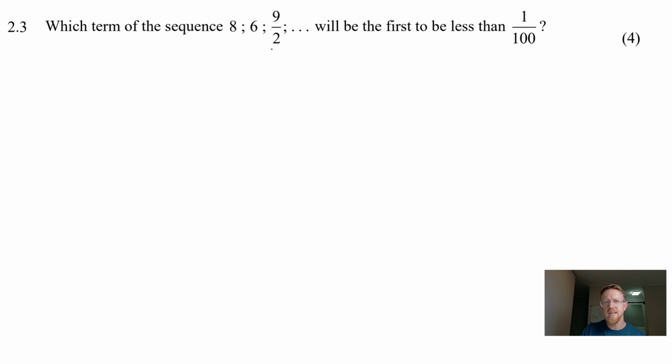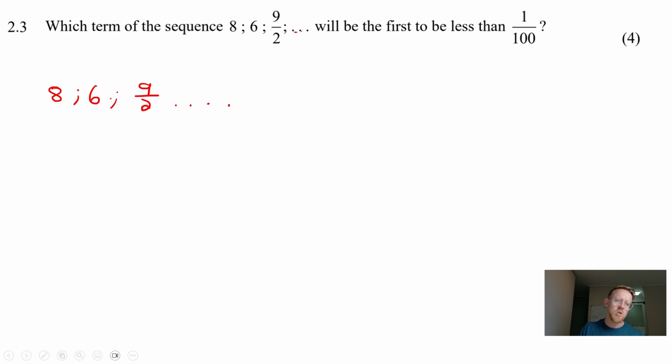Which term of this sequence, 8, 6, 9 over 2, and then it carries on, will be the first one to be less than this number? So let me explain. What we have is a sequence that goes 8, then it goes to 6, then it goes to 9 over 2. And so we can see that these numbers are getting smaller and smaller. And eventually, there will be a number that will be less than 1 over 100.